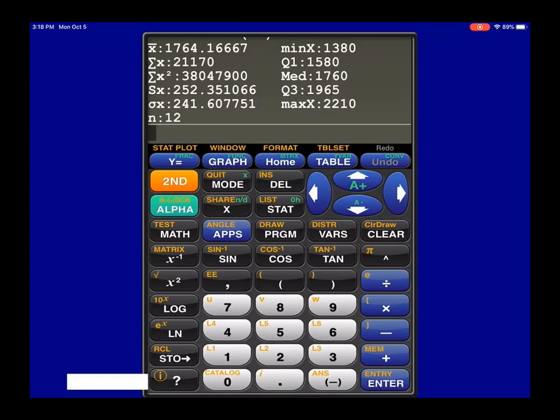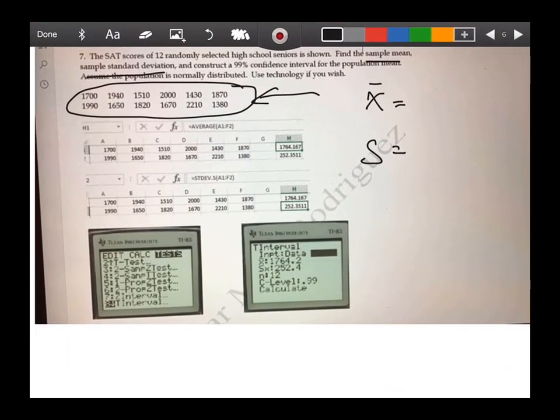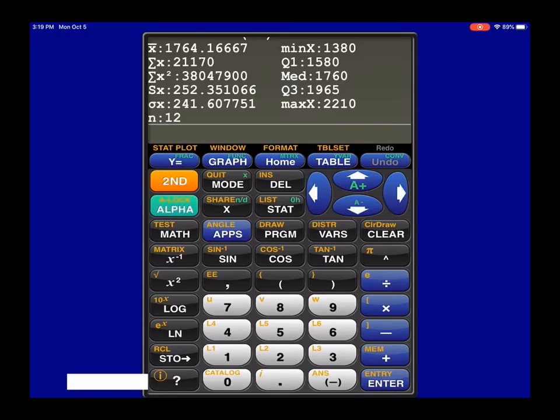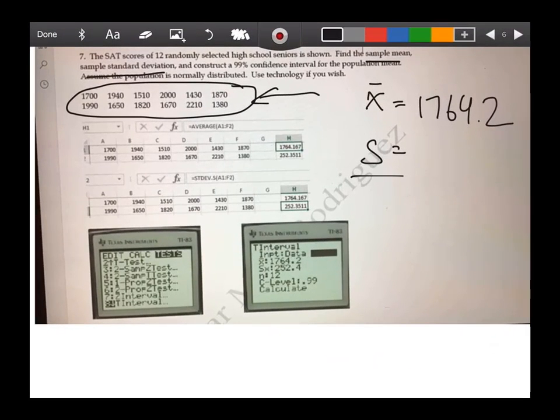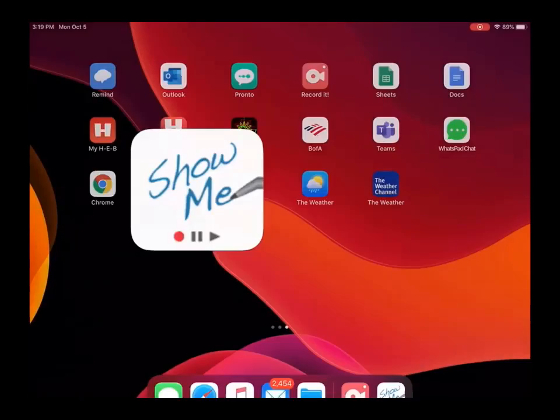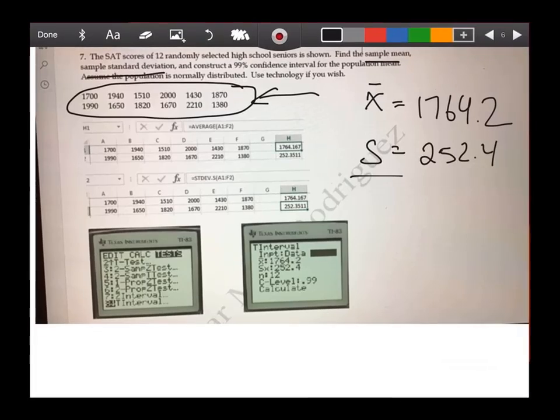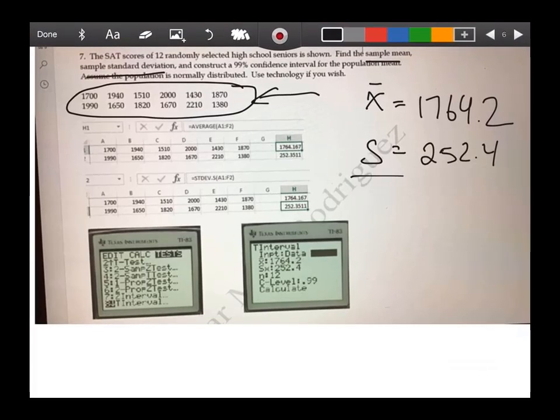Close it off. Okay, my x bar tells me it is 1764. I'm just going to go to one decimal place, 0.2. 1764.2. So this is 1764.2. Now the next thing I need to find is my sample standard deviation. Sample standard deviation, guys, it's going to be the fourth one down. Do you see where it says SX? That S is telling me that's my sample standard deviation. So that's 252.4. And again, just so you know where I'm coming from, I'm looking at the one that has the letter S. So it's the fourth one down.